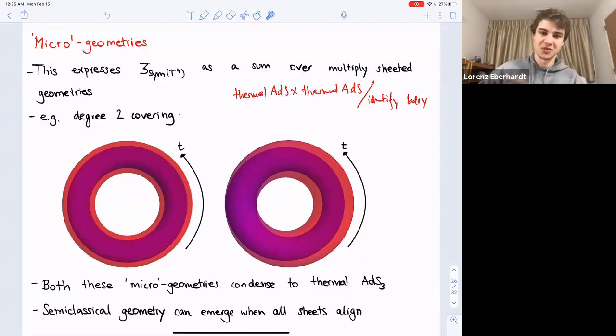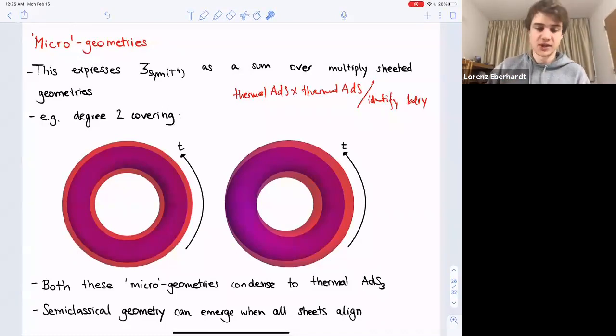Okay, so this is what I mean, that you really should fill in the covering map and not the base space. And so you can also say that this expresses the symmetric orbifold partition function as a sum of multiply sheeted geometries. So this is a 2-sheeted geometry that is identified at the boundary. These you can view as micro geometries. They're still basically the worldsheets, but the worldsheets filled in different ways. And now the worldsheets suddenly have a bulk dimension.